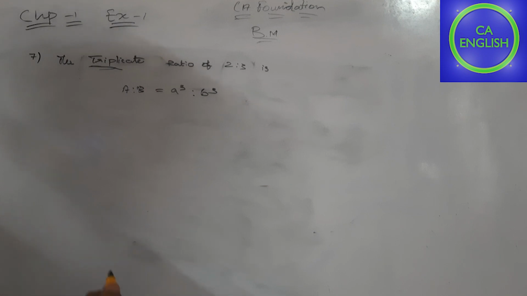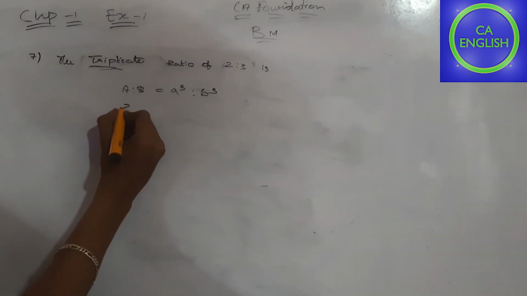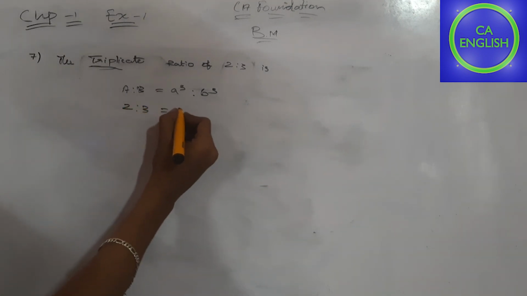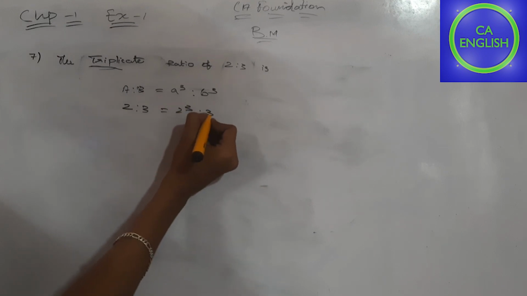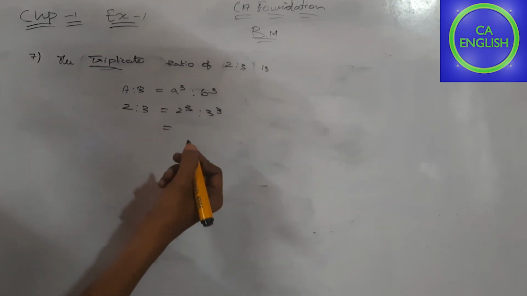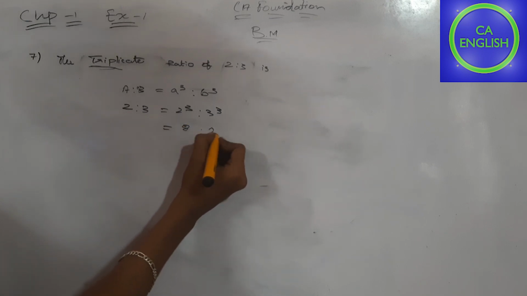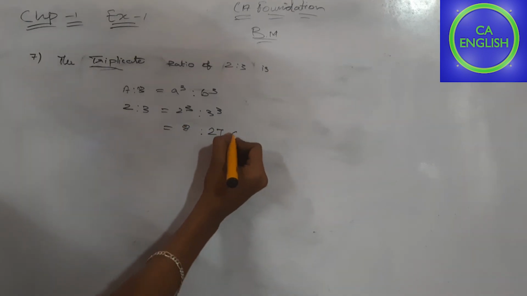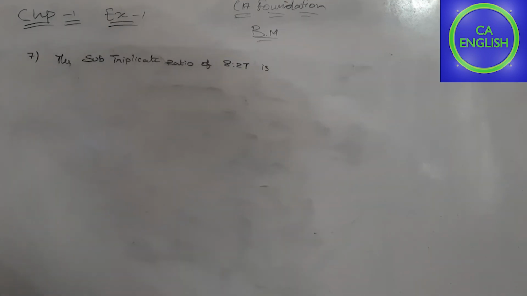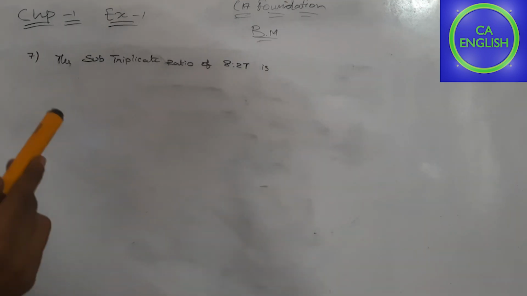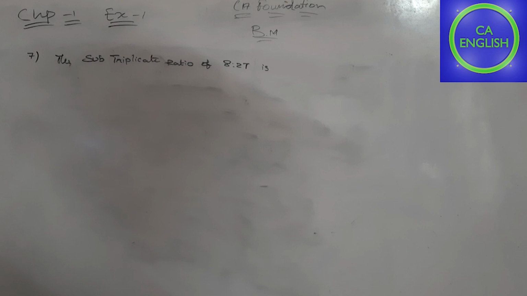Okay, then the given ratio is 2:3. 2 cube is to 3 cube. 2 cube is 8, and 3 cube is 27. Option is A. Seventh sum, the subtriplicate ratio of 8:27.